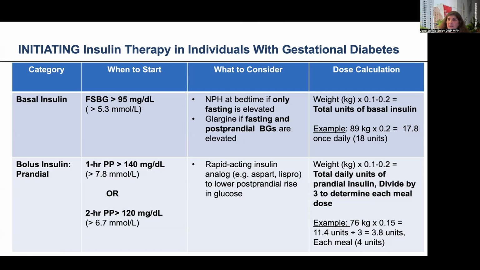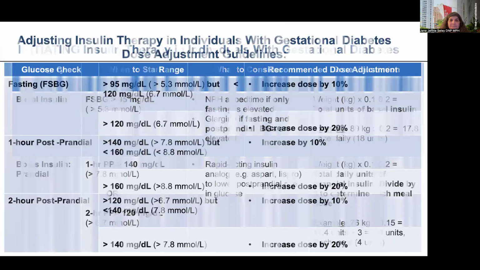Once you've started the insulin therapy, you're going to play a role in closely watching how they do and titrating their dose frequently. Unlike in someone with type 2 diabetes, when you might wait a period of time, these are pregnant women. We want to look at these numbers at least once a week and make a decision, especially when we're starting the insulin.